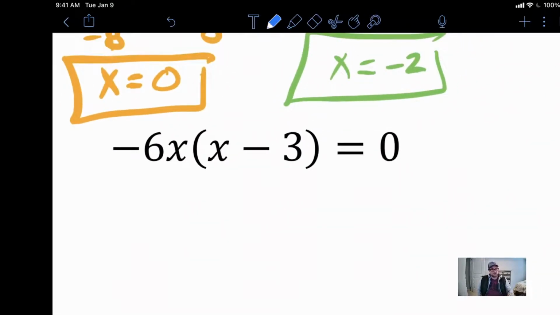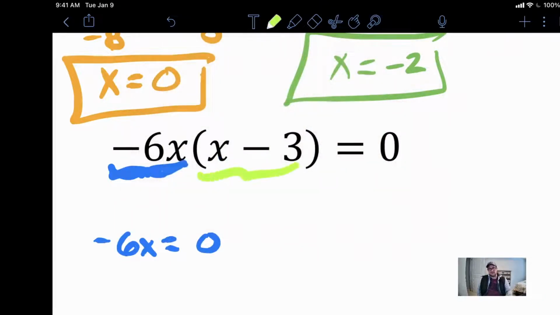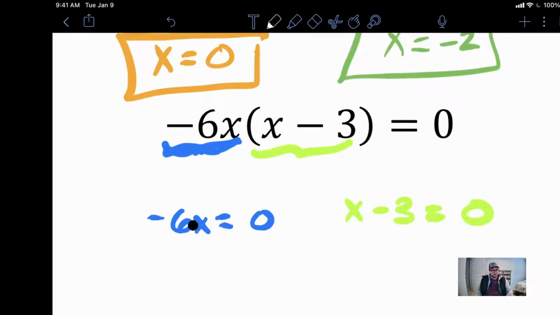So here's another one. Any piece that has an x in it, we've got to set up as a separate equation. So we're going to have negative 6x, and we always say equals 0. And on the other one, we're going to say x minus 3 equals 0. Now, we just need to solve. To solve the first one, it's hooked on there by multiplication, so to unhook it, we are going to divide. So we're going to divide by negative 6 and divide by negative 6. These two cancel out, and we're just left with x equals 0 divided by negative 6.